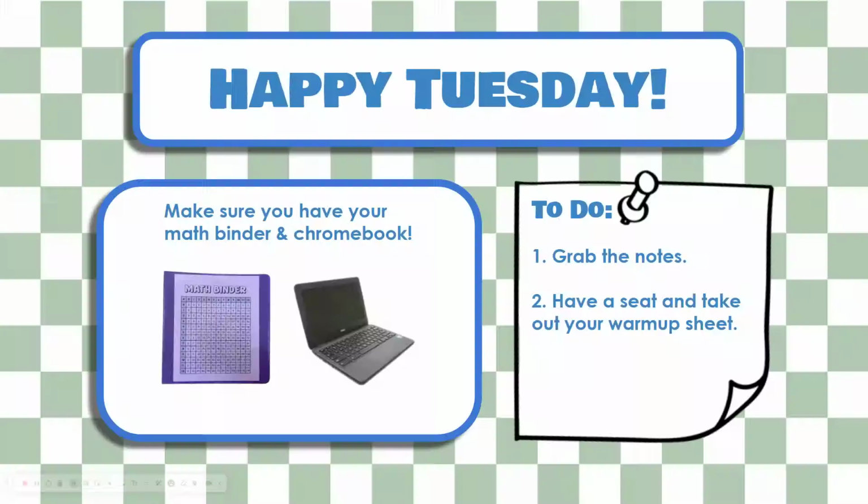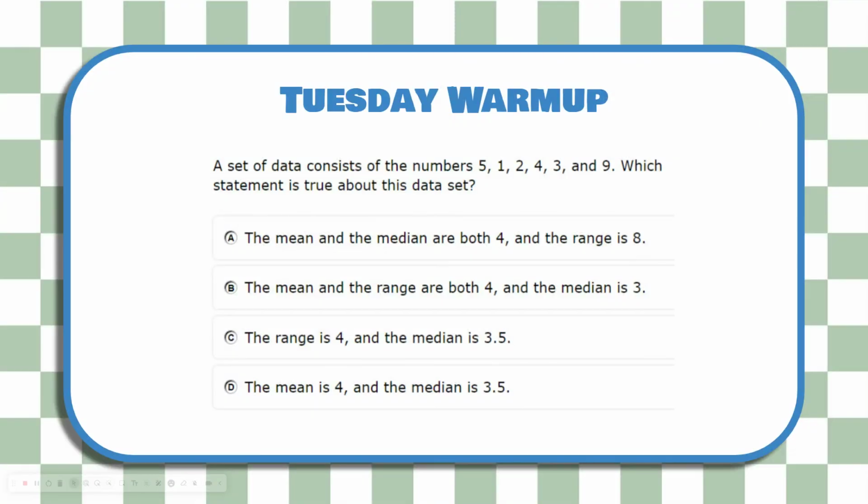We are going to be working on box plots today, so hopefully you have those notes in front of you and your warm-up sheet. Alright, Tuesday warm-up. A set of data consists of the numbers 5, 1, 2, 4, 3, and 9. Which statement is true about this data set? Just pause this video for a couple minutes till everybody has a chance to try it, and then you can press play.